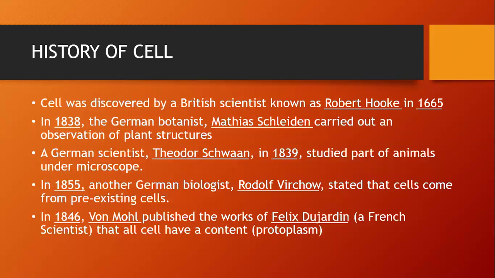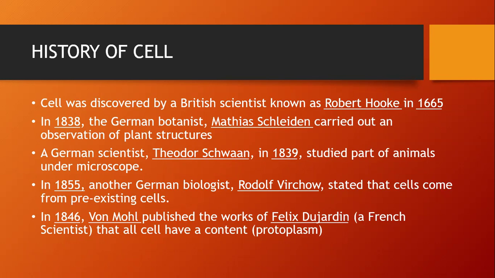Now, on our next list, we're going to be talking deeply on the history of cell. So I was able to bring out a summary of the history of cell, but on each of these summaries, I'm going to be talking deep in each of them. So who discovered cell? It was a British scientist known as Robert Hooke in 1665. Now, Robert Hooke is an English natural philosopher and a polymath who discovered cell in 1665 while examining a thin slice of cork under a microscope.